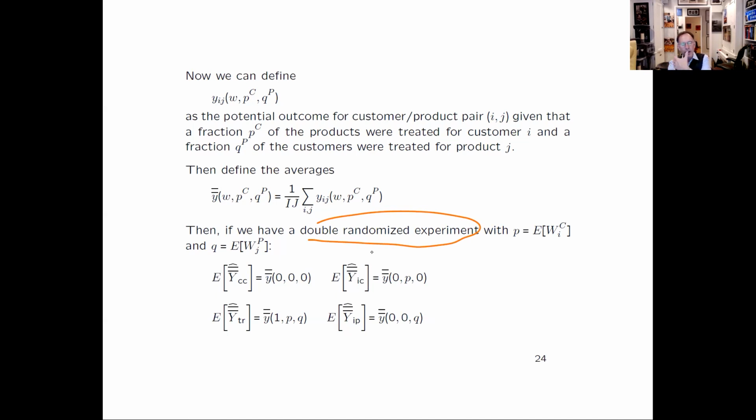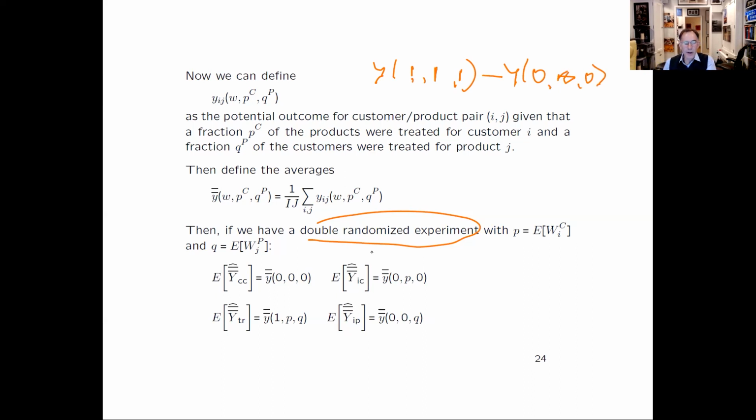And it shows you a little bit what the difficulties are going to be. What we might be interested in is objects like Y(1,1,1). The average outcome if the unit is treated itself and all the other customers and all the other products are treated, relative to what we would see if nobody was treated.